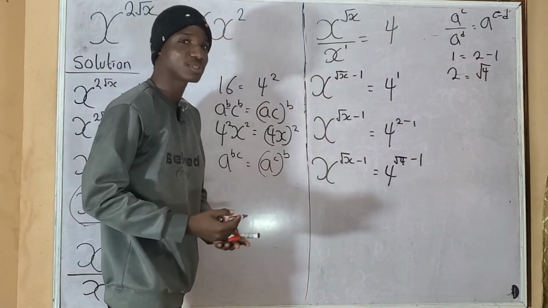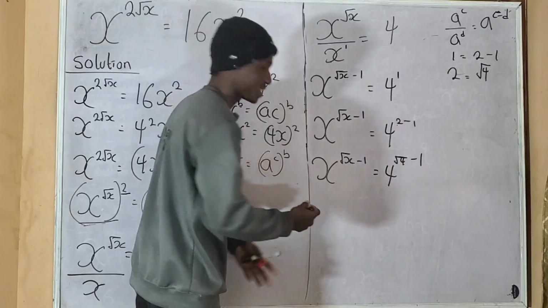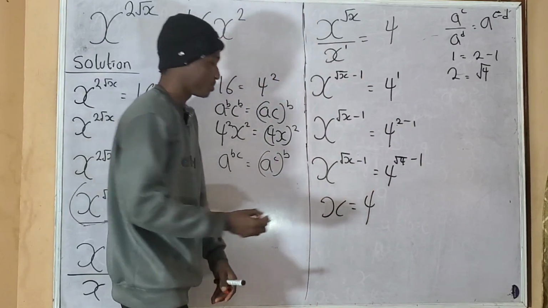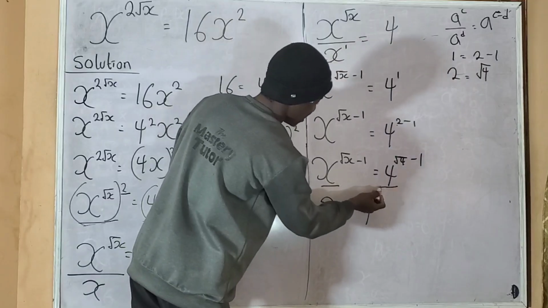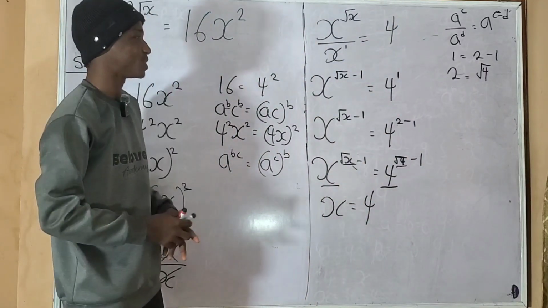Now, if you compare both sides of this equation, it is obvious that x equals 4. Do you understand? Because you have x here, you have 4 here. Root of x here, root of 4. So that is the solution to the question.